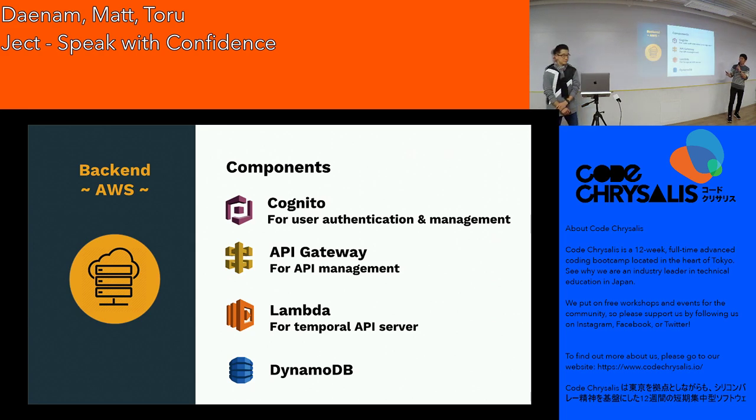And about the backend, because we wanted to do a serverless architecture, of course, we have to choose some cloud. So why not use AWS as a backend? In the backend, we are using Cognito for user authentication and management, API Gateway for API management, Lambda for the API server, and also DynamoDB as a NoSQL database.